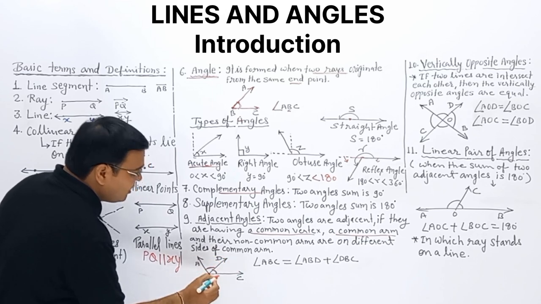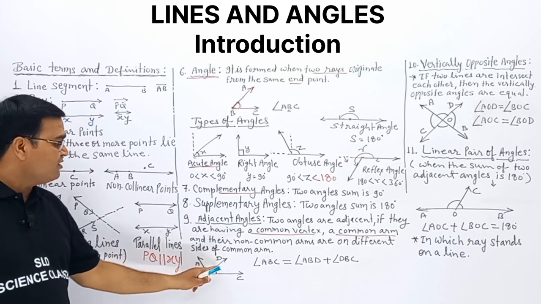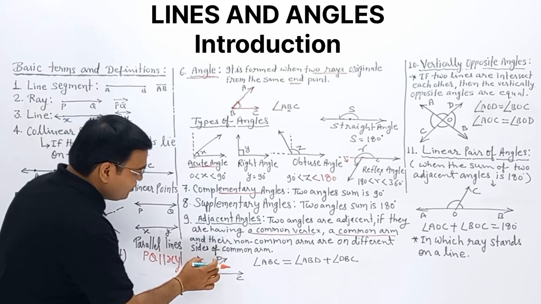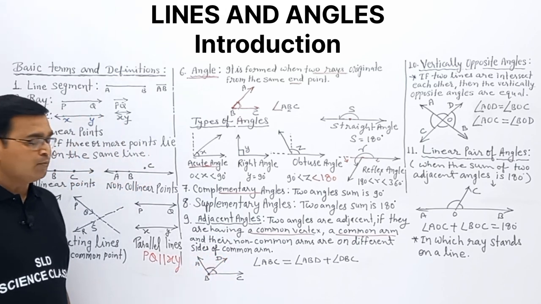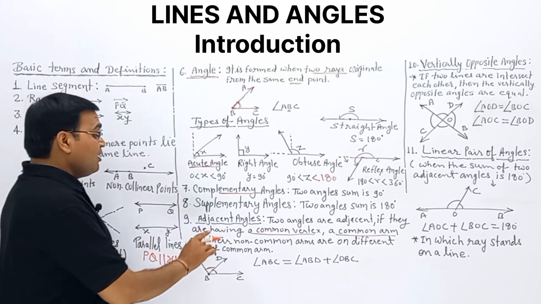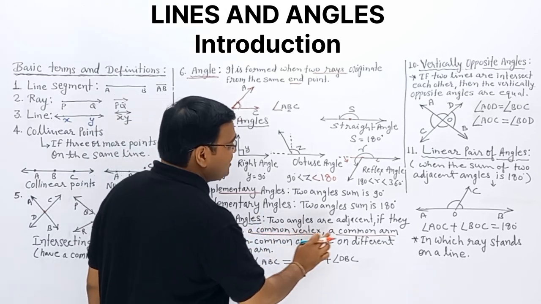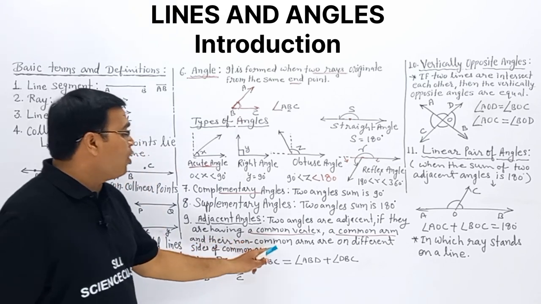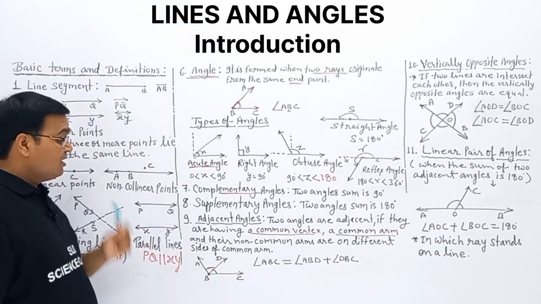Both have a common vertex. This is B. B is what? Vertex. This angle and this angle both have a common vertex and a common arm. For this angle BD, and for this angle BD. BD is common for both angles. So two angles will be adjacent when they have a common vertex and a common arm, and their non-common arms are on different sides of the common arm.